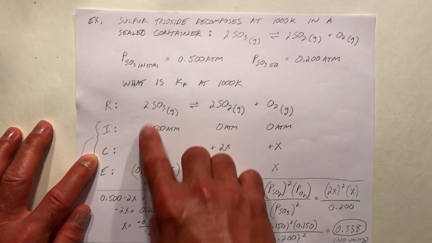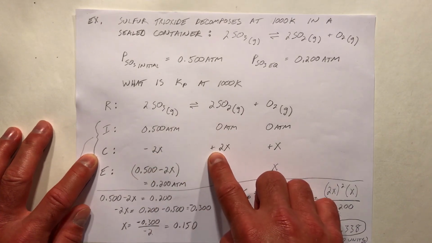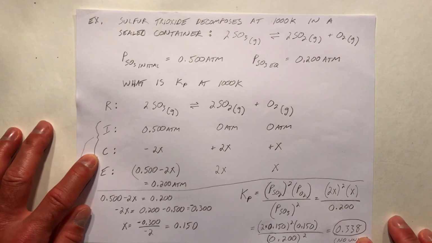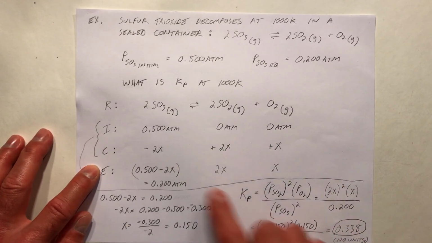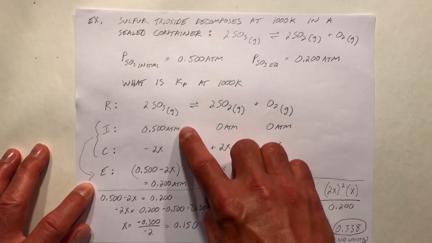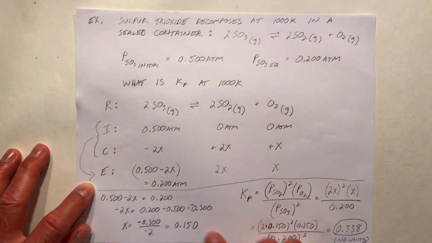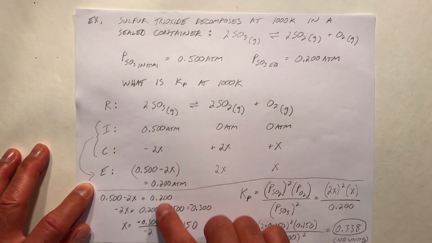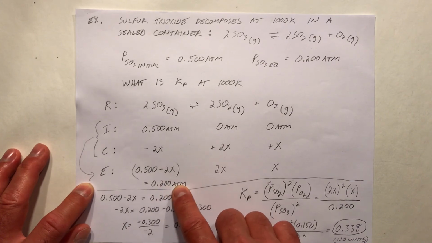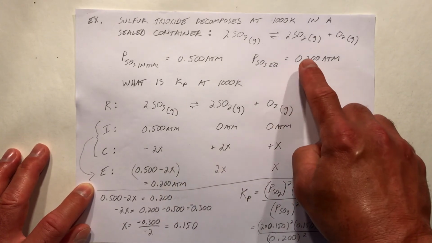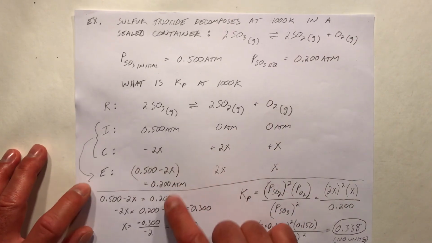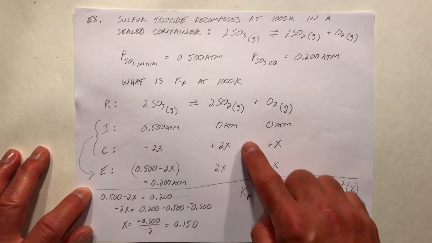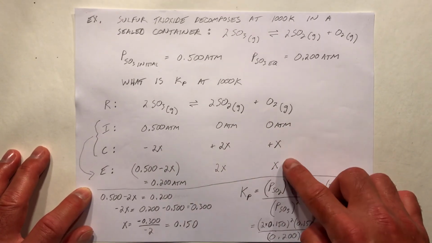That's always going to be the way the change is laid out. Reactants will always be diminishing, so negative x. Products will always be increasing, so positive x. So negative 2x, positive 2x, positive x. Reactant, product, product. All right, so then if we sum up the initial conditions and the change, we get the equilibrium conditions. So 0.500 minus 2x is equal to 0.200 atmospheres. That was given to us. Remember, we have to know the equilibrium condition of one of the chemicals. This is going to allow us to solve for x. We know that 0 plus 2x is 2x and 0 plus x is x.